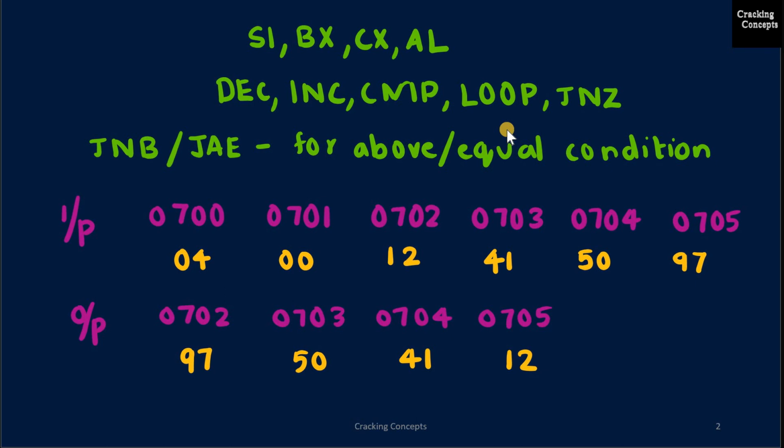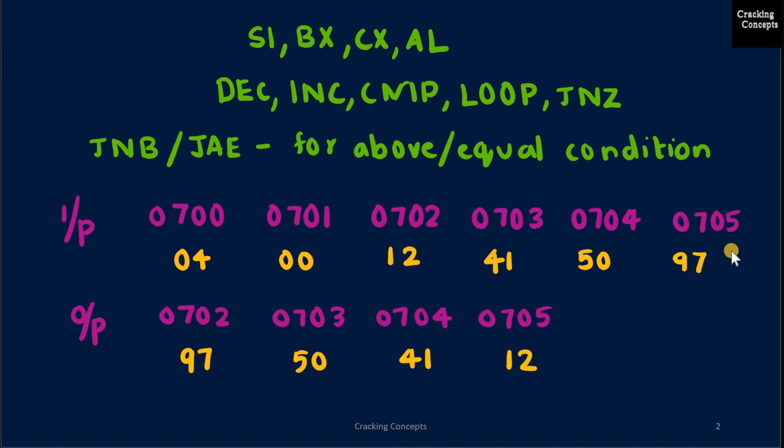particular address until the value of CX is not zero, and JNZ for performing a jump when the zero flag is not set. Another instruction that we will be using here is called JNB or JAE, which is jump when not above or jump when above or equal. Now this is used when there is a comparison and the first operand is greater than or equal to. So if that is the case, then the jump is performed.